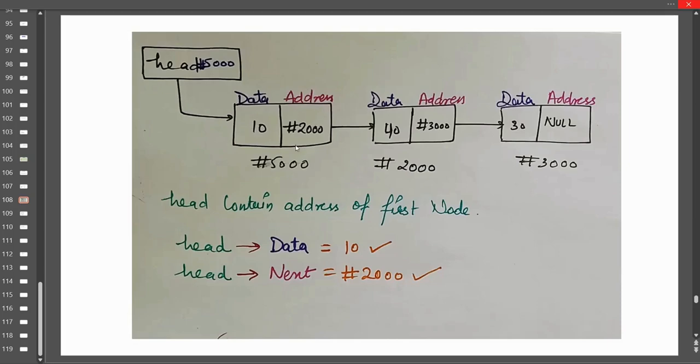Where do we have to store the address? In a pointer only, you know very well. So if I want to store the address of the next node, that is 2000, it should be stored in the next pointer. All right, so this is how your node looks. That is the structure of a node.